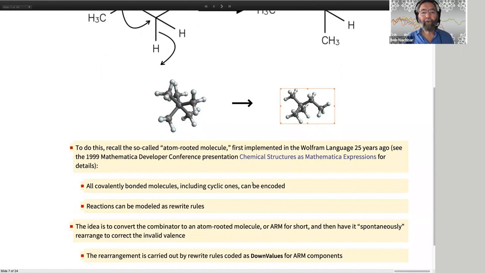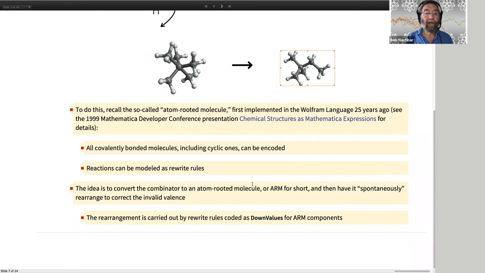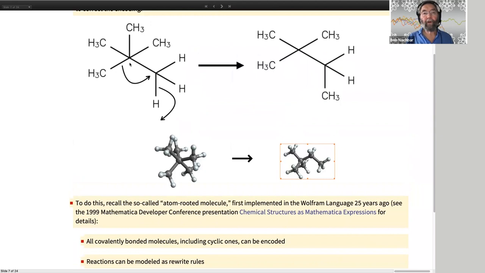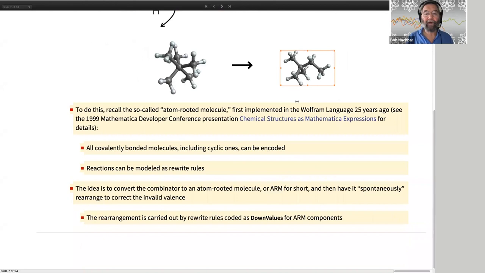The atom-rooted molecule can represent all covalently bonded molecules, including cyclic ones, and those with multiple bonds and different kinds of atoms besides just carbon. And we can also model reactions with it just simply by using rewrite rules, because the atom-rooted molecule structure is a Wolfram Language expression, and we certainly know how to write rules to rewrite expressions. We can rewrite molecules the same way. So the idea is to convert the combinators to an atom-rooted molecule, or an ARM for short, and then have it spontaneously rearrange to valid valence. In other words, if we have an atom-rooted molecule that looks like this, there's a rewrite rule that will automatically convert it to something like this. That's what we want to see if we can do.